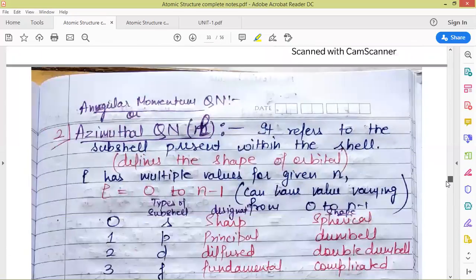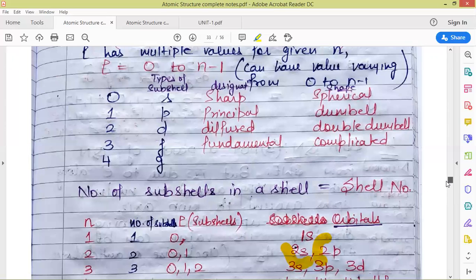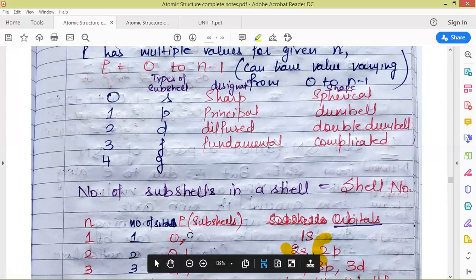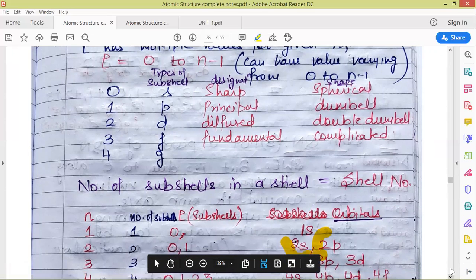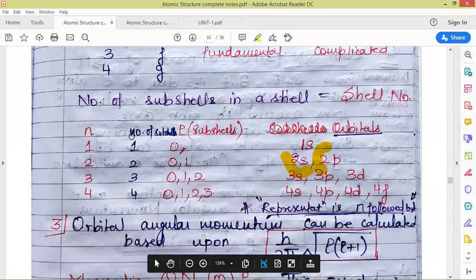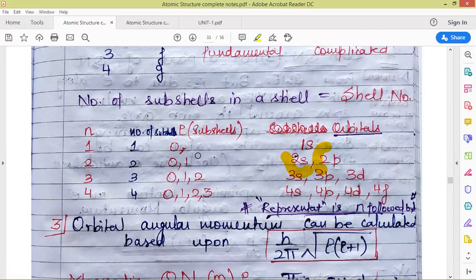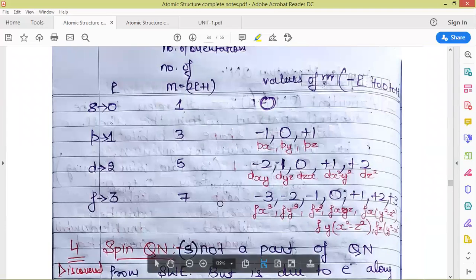I think we missed this point. Here S is the subshell. These are the number of subshells based upon the values of n, and these are the representation for the subshells. So based upon this, S can have just one, and we will also include the magnetic quantum number. So here the possible values of m based upon L value are these.